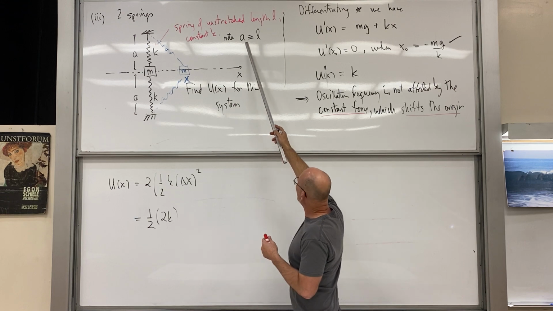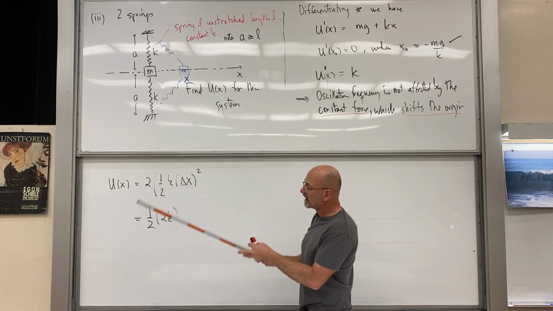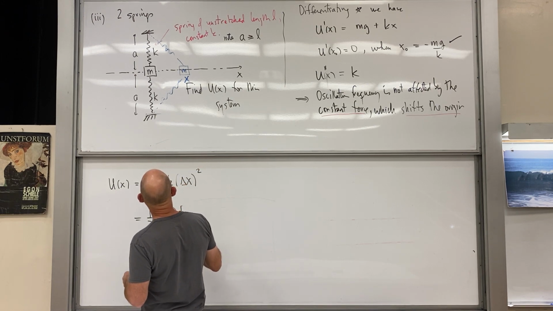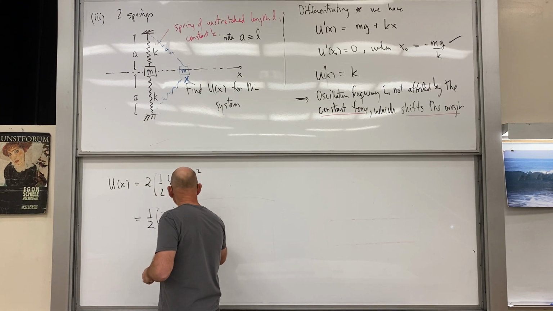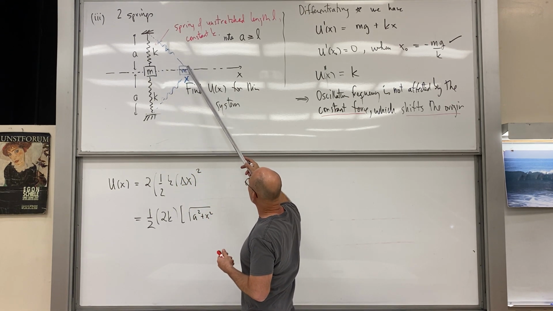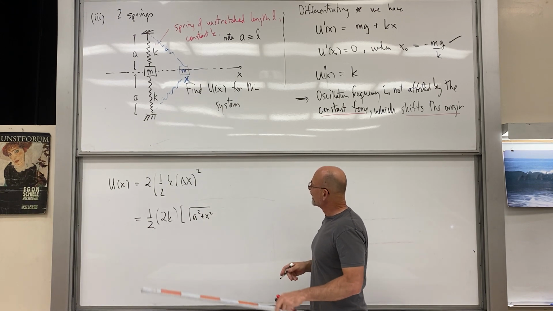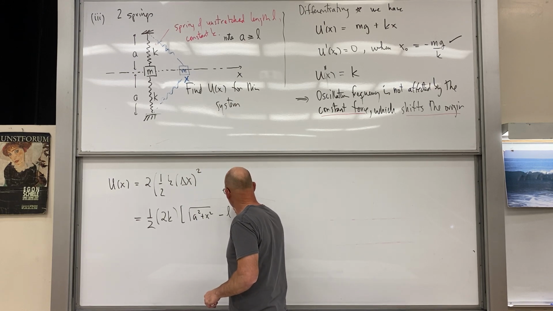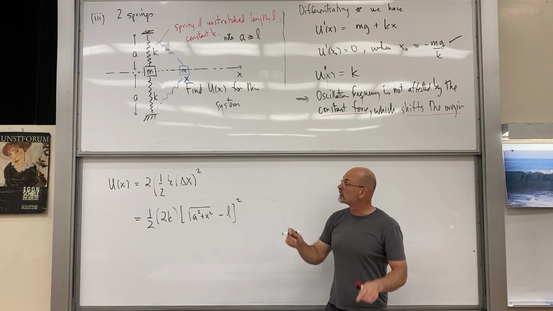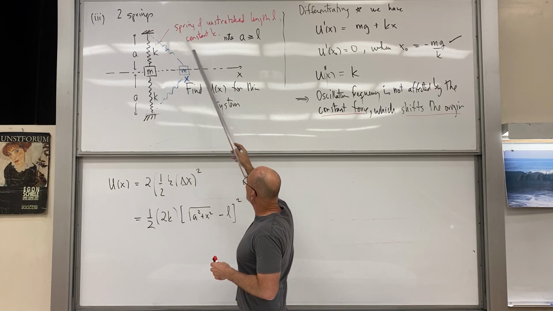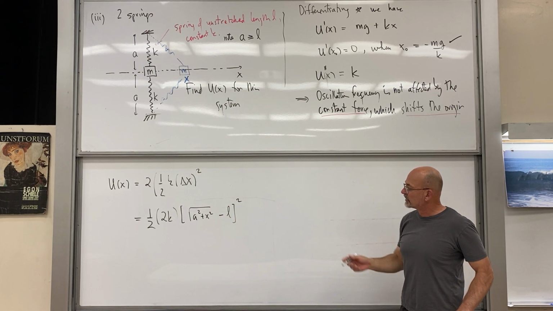A is greater than or equal to L. So L is the length of the spring. So the hypotenuse is the square root of A squared plus X squared. That's the frame there. A squared plus X squared. And we have to subtract off L, which is the original length. So that's how much the spring has been stretched. A is here, X is there as a hypotenuse, minus L. So this is our function.